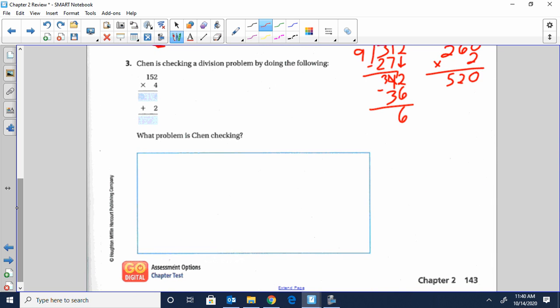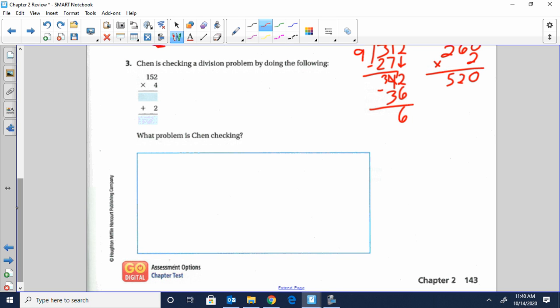On to question number 3. Chen is checking a division problem by doing the following. 152 times 4, and then he's going to add 2 to that. So this is back to what we talked about, where you can take your quotient, multiply it by the divisor, and then also add the remainder, and you will get the dividend.